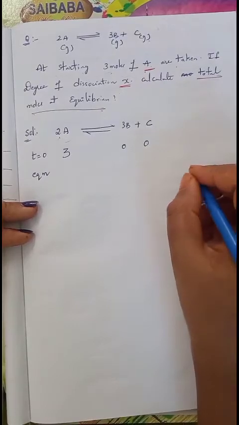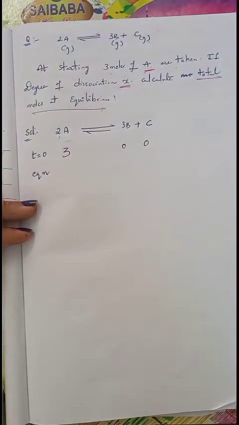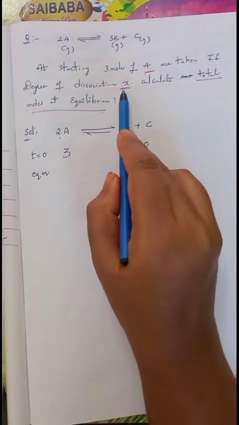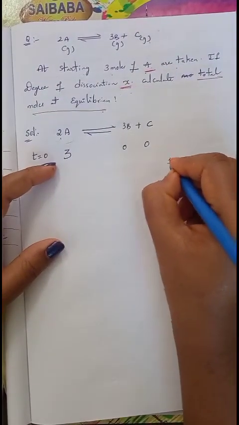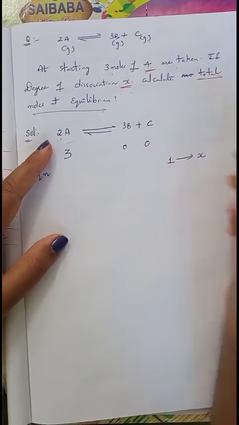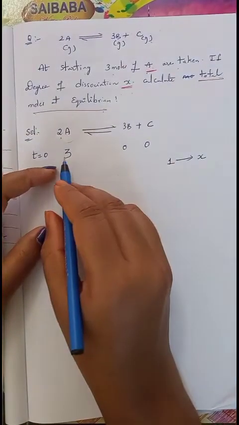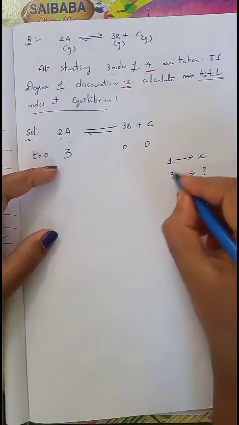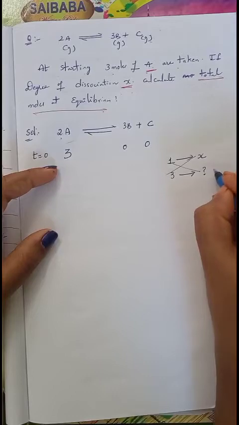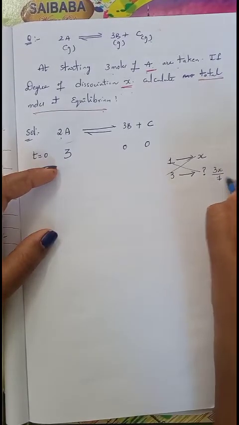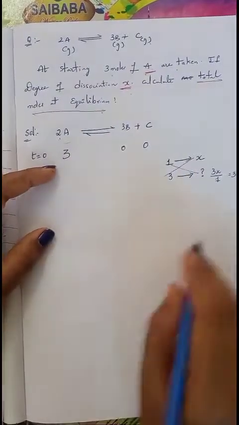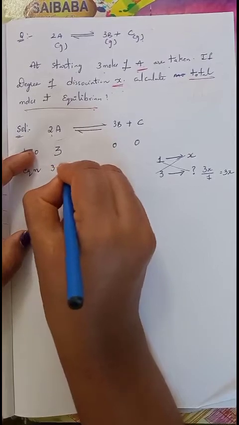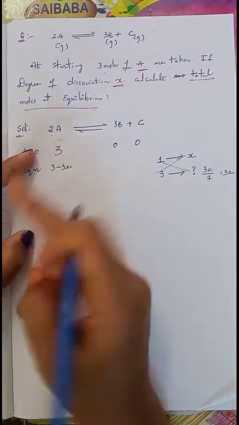So that degree of dissociation I am writing here. In the question they have given that the degree of dissociation is x. But this is for 1 mole. For 1 mole the degree of dissociation for A is given as x, but here they have given 3 moles. Then for 3 moles the degree of dissociation is what? You just do cross multiplication. That is 3x by 1, which is equal to 3x. So 3x is the degree of dissociation here. That is, from 3 moles, 3x moles got dissociated.